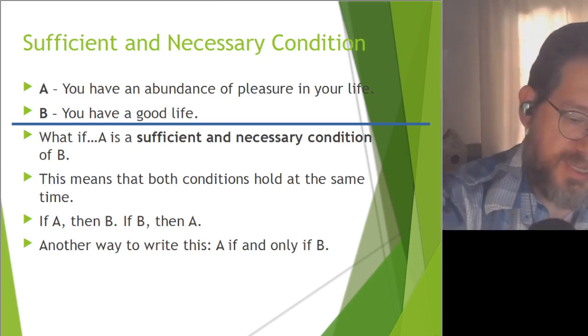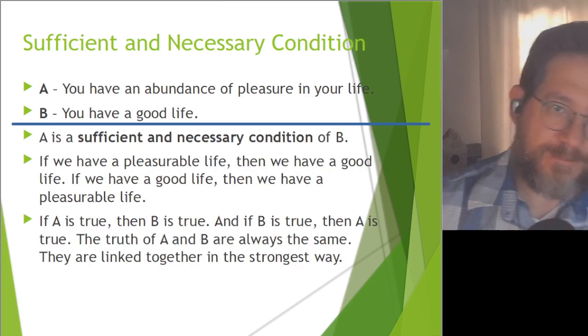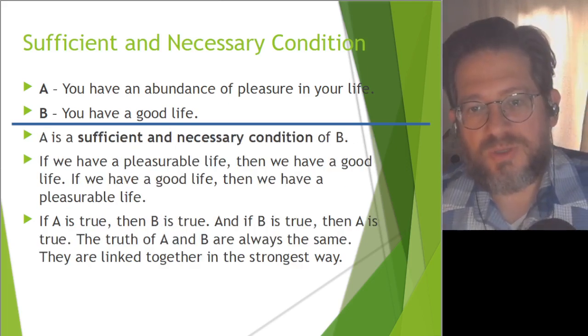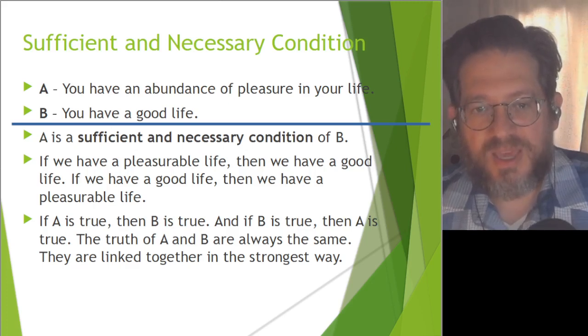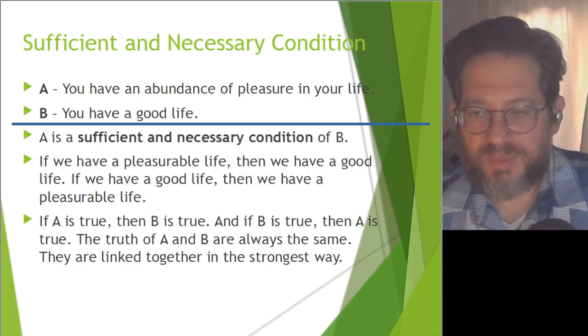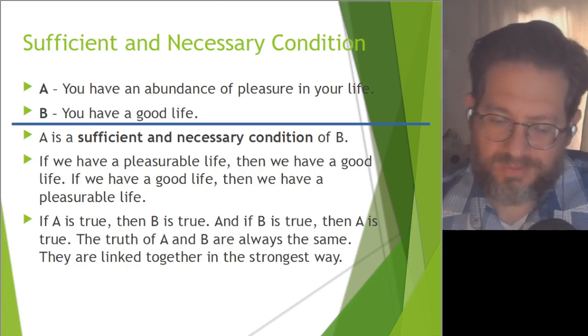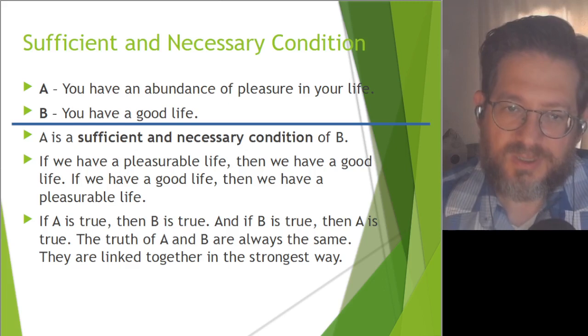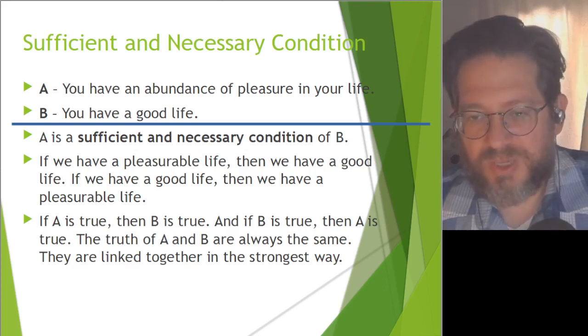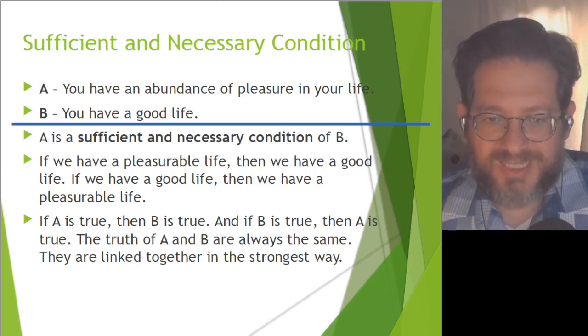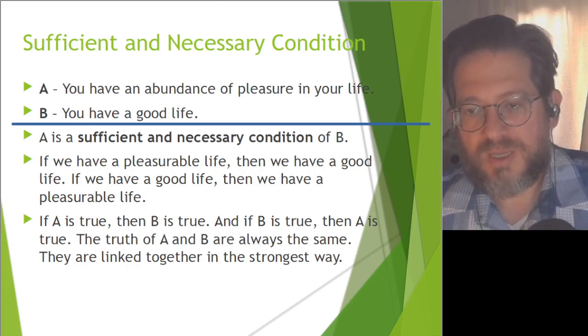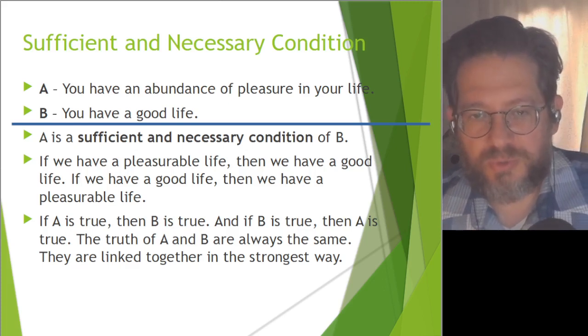All right, let's unpack that. So, if we have a pleasurable life, then we have a good life. And if we have a good life, then we have a pleasurable life. We've created something like a relationship of equality, right? If A is true, then B is true. If B is true, then A is true. They're linked together in the strongest way. We know that if one is true, the other is always true.